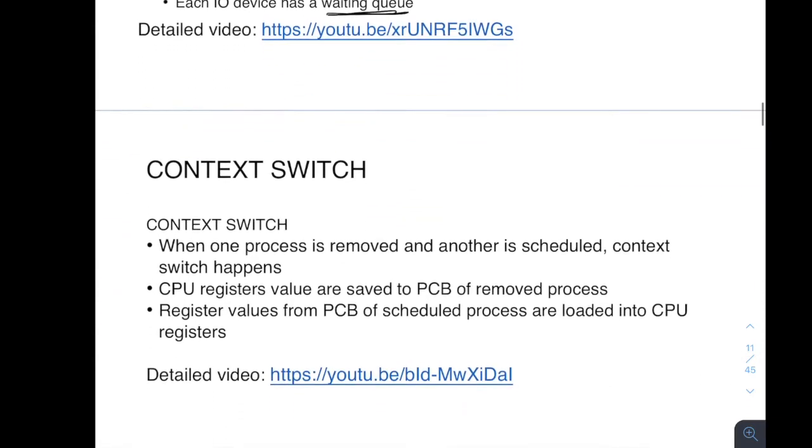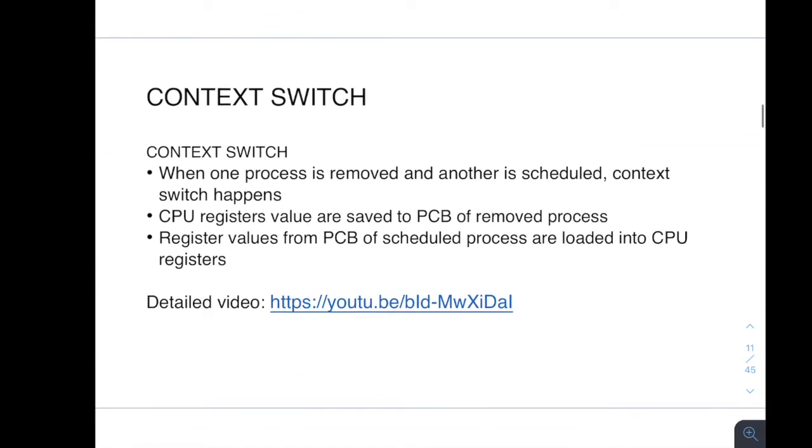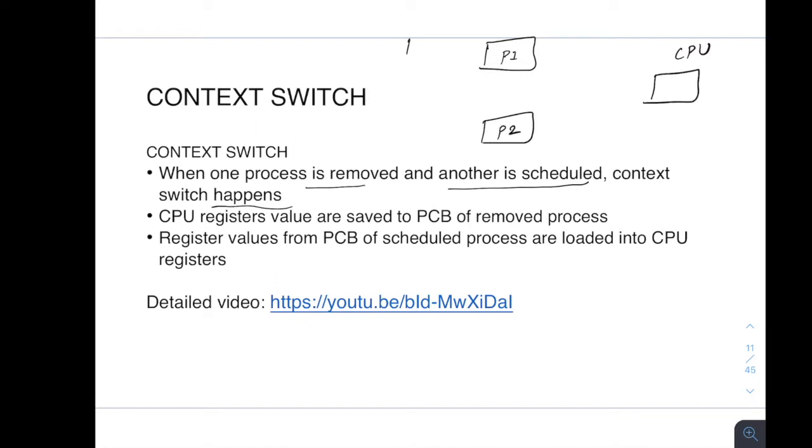Now let's look into the next important part, that is context switch. Context switch is quite simple, I will say. When one process is removed and another process is scheduled, a context switch happens. I will tell you the example here. This is your CPU, and let's say you have two processes, P1 and P2. They both have a PCB also. This is the PCB of P1, this is the PCB of P2.